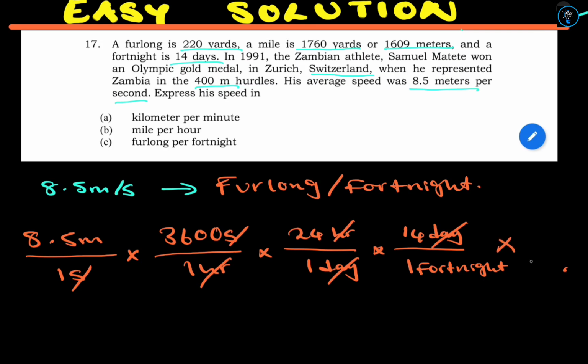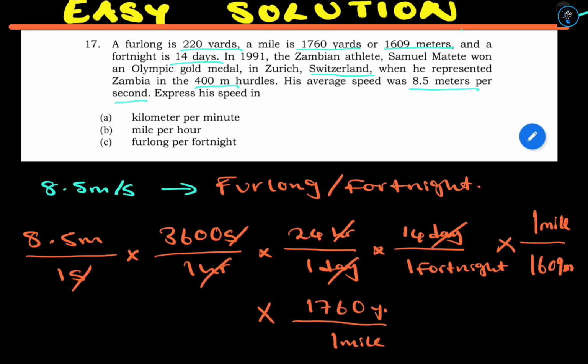We know that we have meters. We know that 1609 meters is equal to a mile, multiplied by, this time we're going to have miles at the bottom. We know that 1 mile is equal to 1760 yards.